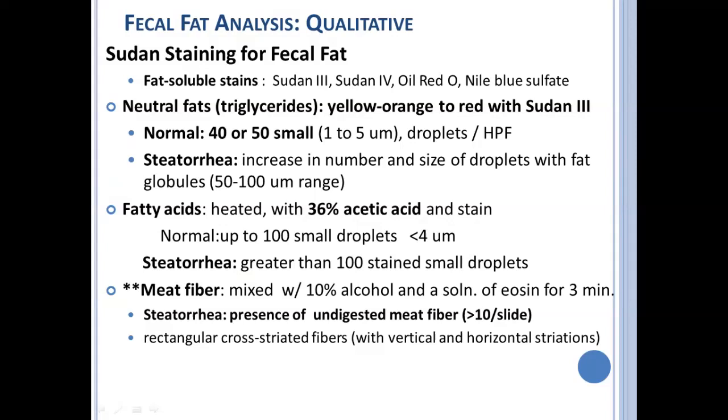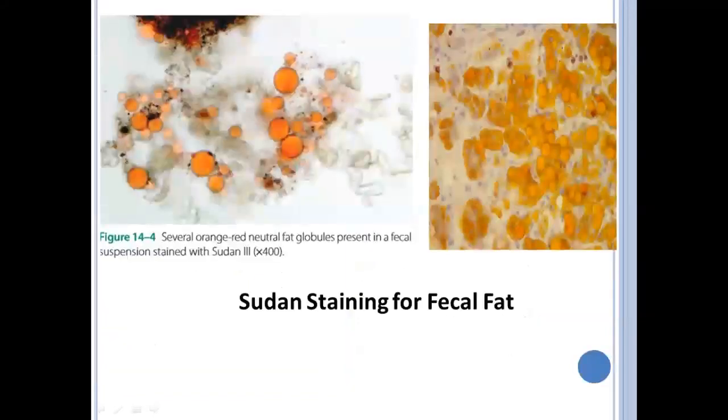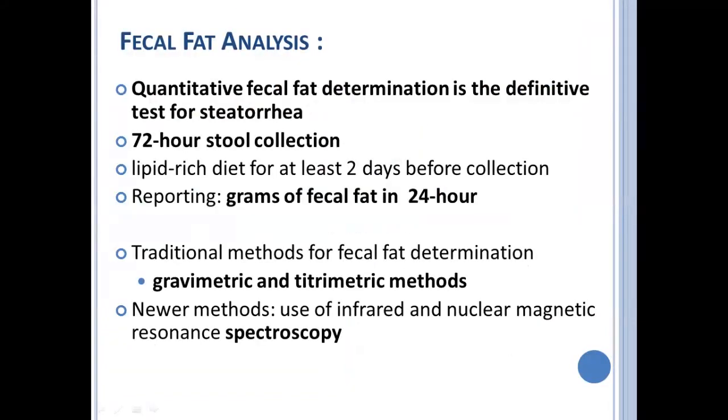Na? So, yan. Pero may asterisk yan kasi commonly, pag sinabi mong fats, eto lang, neutral fats at saka fatty acids. Tama na? Okay. Kasi yung meat fiber, protein yan eh. Tama na? Okay. Sama lang natin to kasi sa Bishop na sinabi niya na in steatorrhea, you can also see presence of undigested meat fibers. Okay. Yan. Na? So now, yan yung qualitative. I-stain mo lang siya. Tama na?